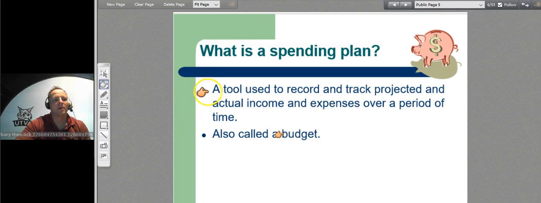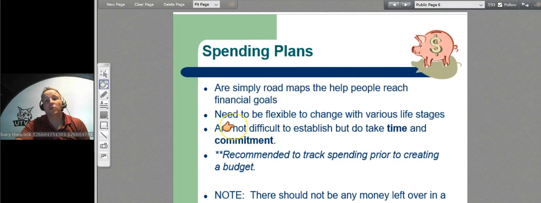But basically a spending plan is a tool to keep record and track of what's coming in, and then expenses going out, and then also planning for things, okay? Which will go into credit, which is basically what lesson 12 is about, okay? So basically it's a simple roadmap for your financial goals. You need to be flexible and change during different life stages.